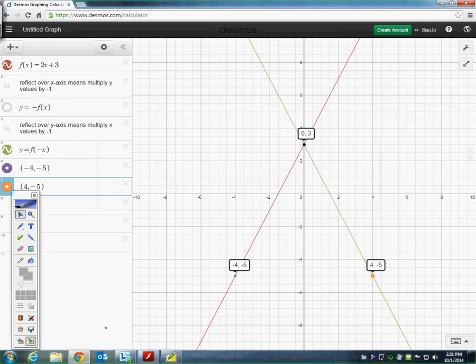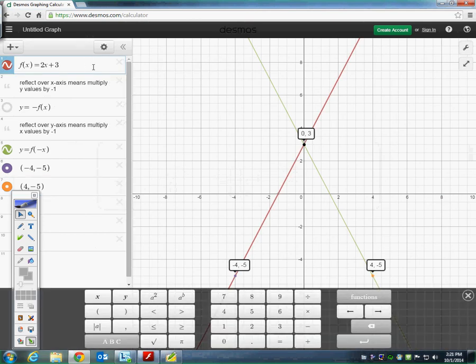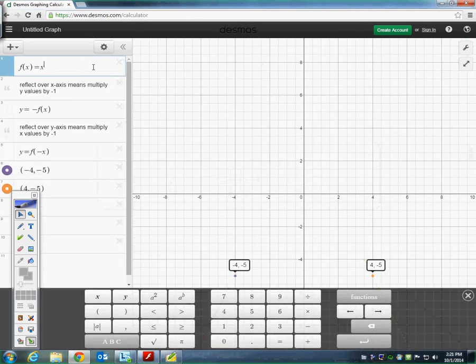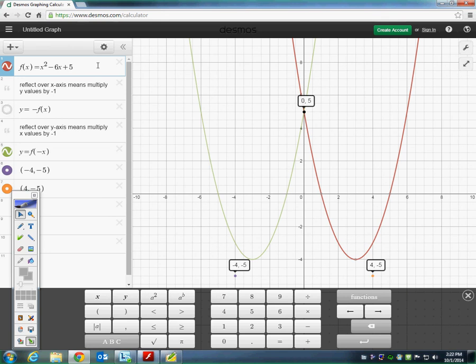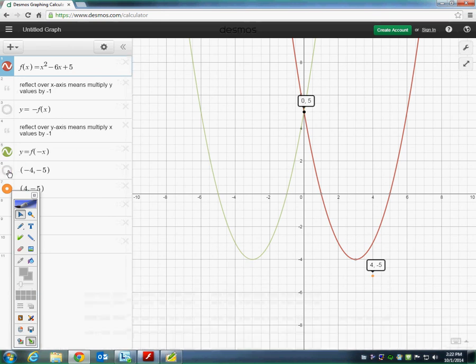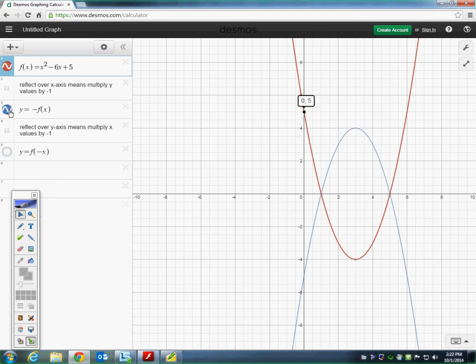There it is. So I'll go back to my original one. X squared minus 6x plus 5. And so I'll get rid of these points here. And we can see the two. Okay, so here is the reflecting over the x-axis, very similar to what we did, and here is reflecting over the y-axis. Looks great.